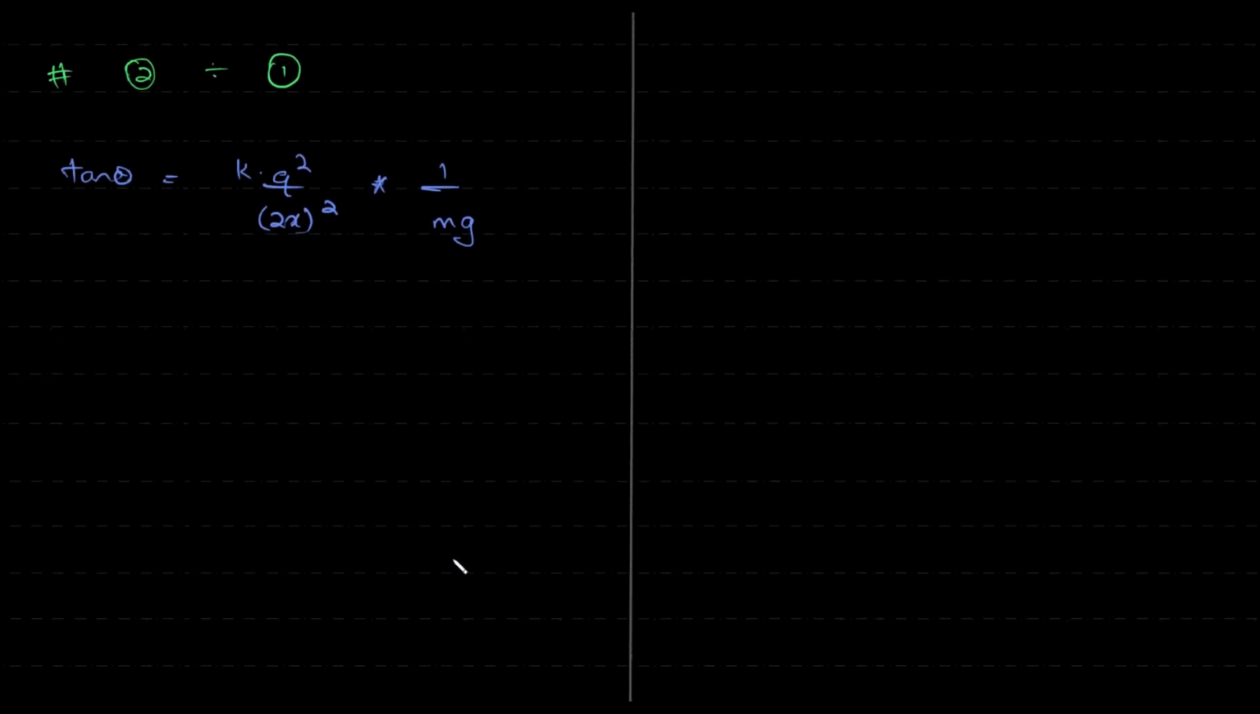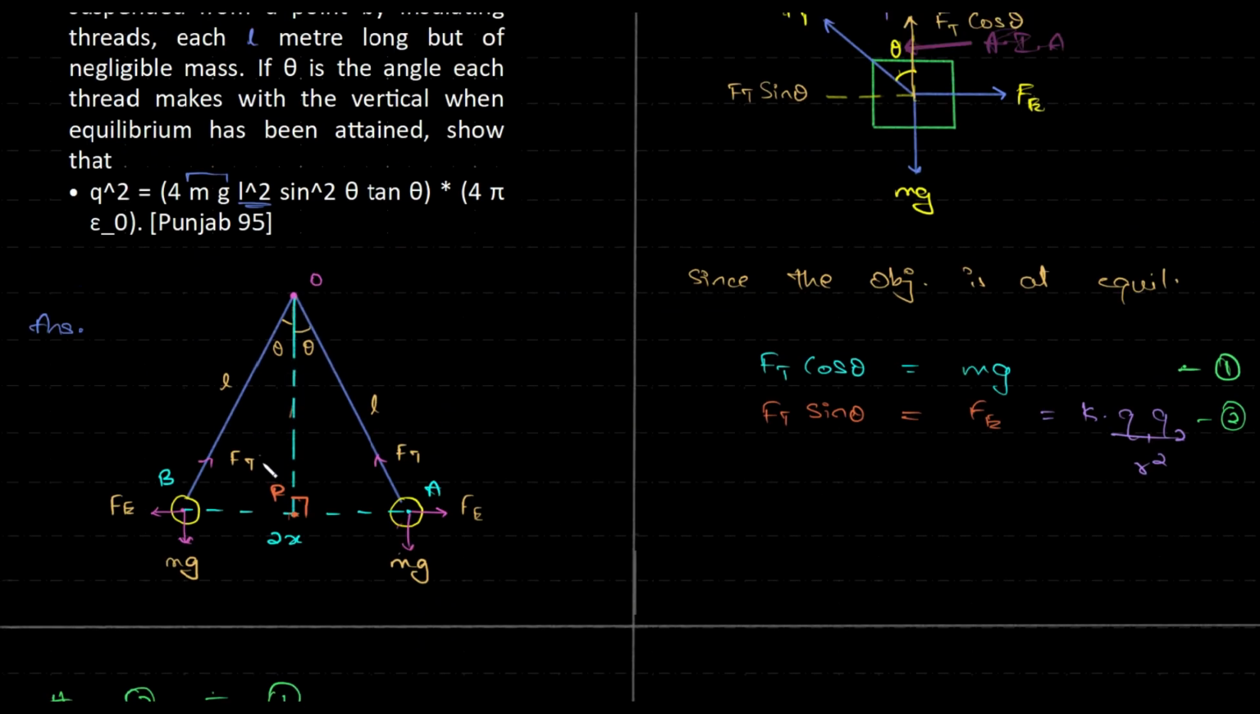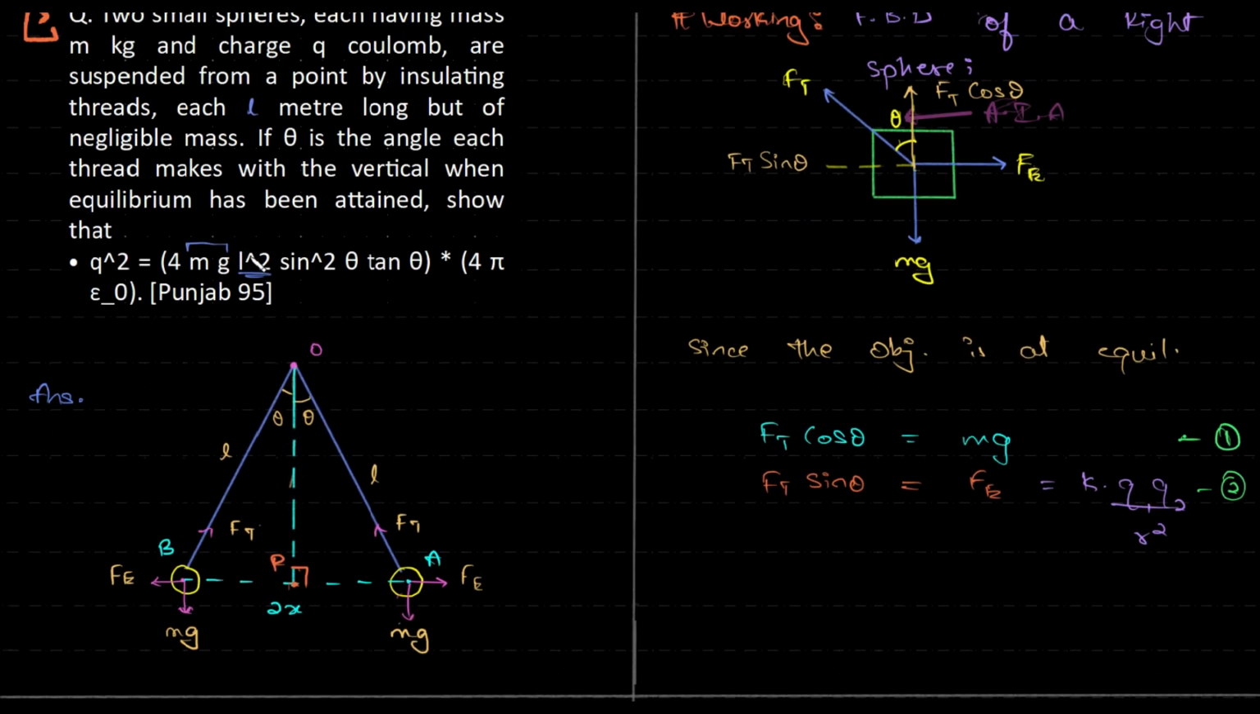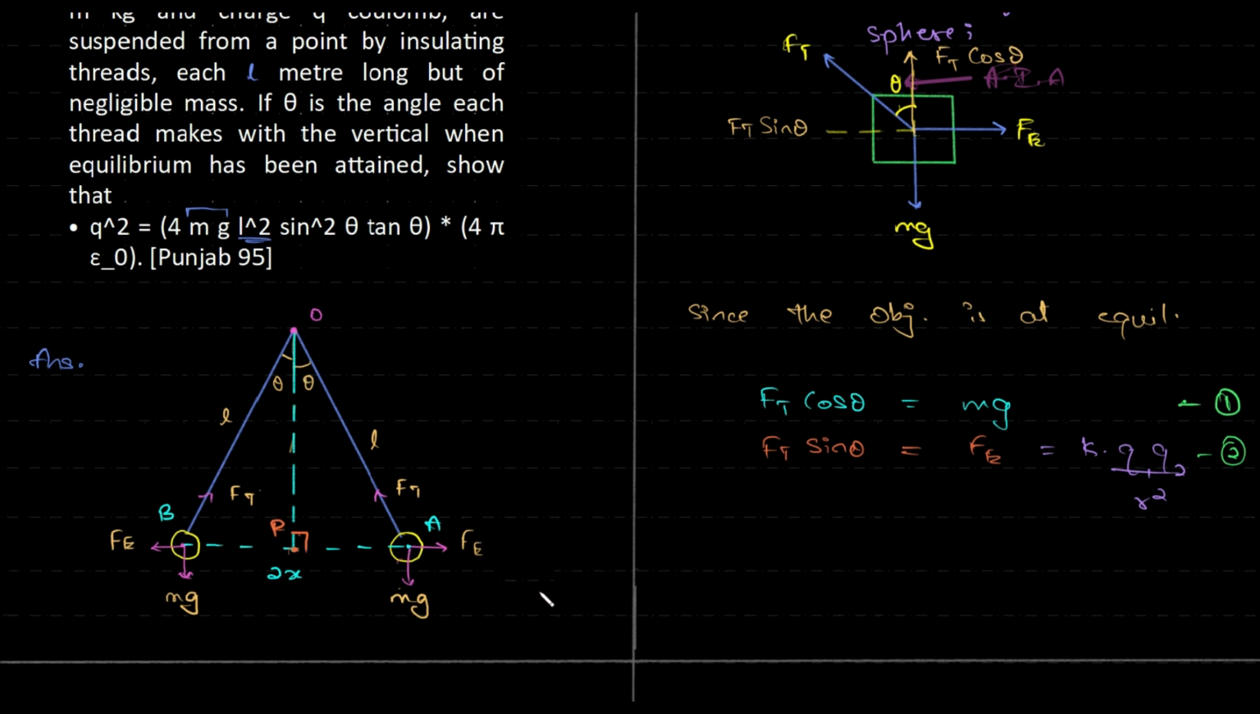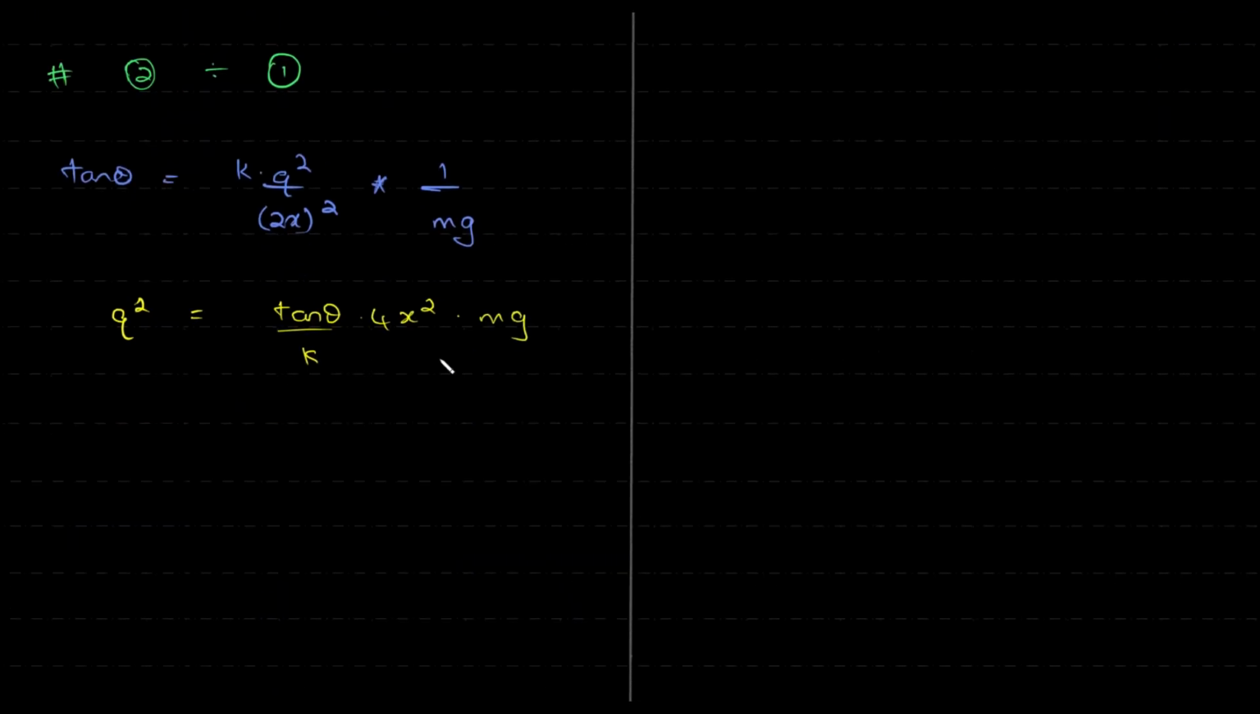A bit of rearranging. We need an expression for q square, right? So this will be tan theta, 4x square mg by k. K is nothing but 1 by 4 pi epsilon naught. So we almost have the answer. But here we have an expression for L square and sine square theta. Where will we get that? Think. Yes, from triangle OPA. We don't have x square over here, so we need to get an expression for x square.